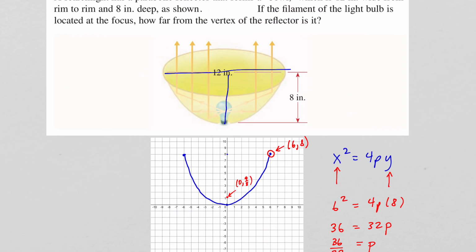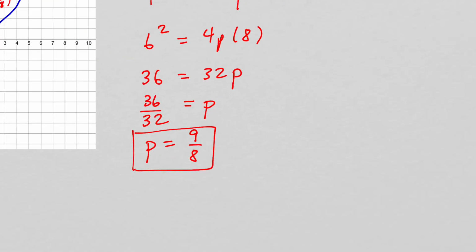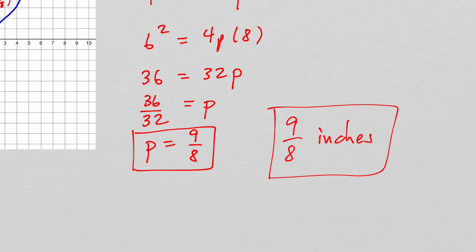And the question, how far from the vertex is it? Well, it's that. It's 9/8. And this is measured in inches. And that concludes this video lesson.